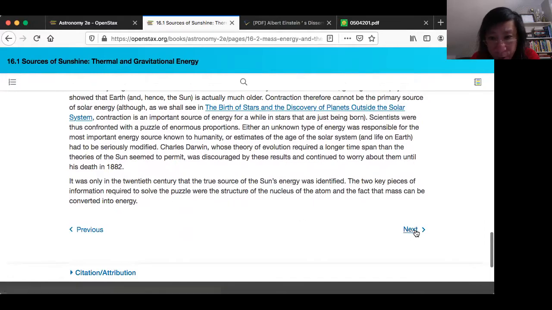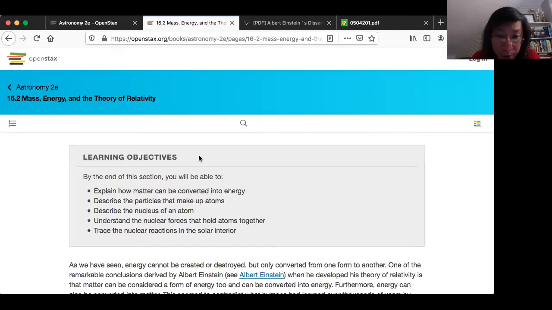And here we go, 16.2, which we can read later. And I encourage you to do so because that will give you a lot of information about what we're doing here, about mass, energy, and the theory of relativity. Okay, I'm going to switch to this tab.